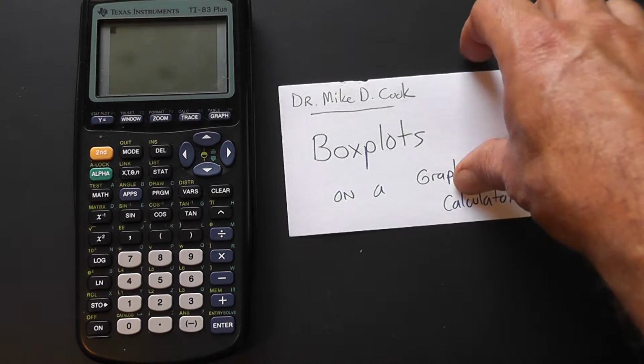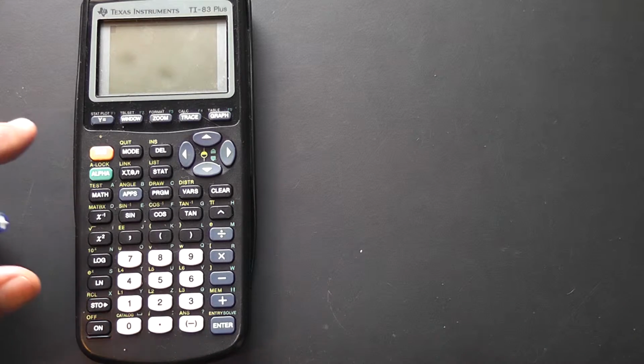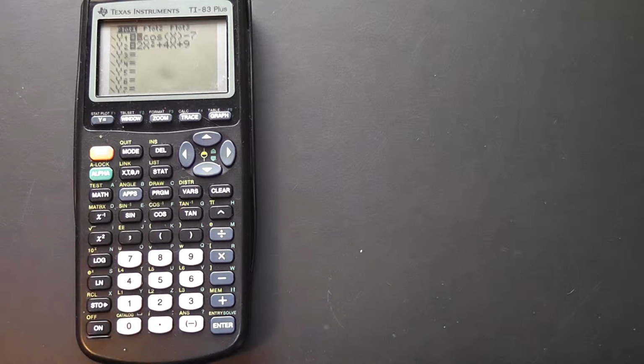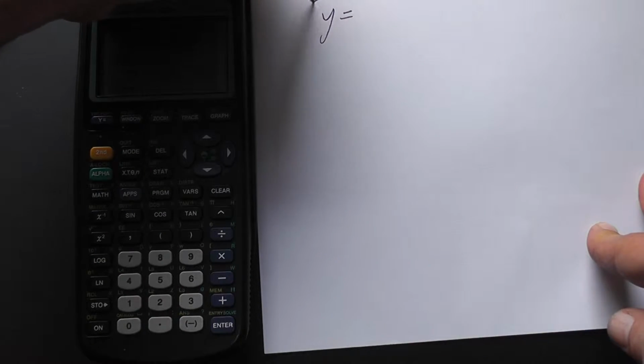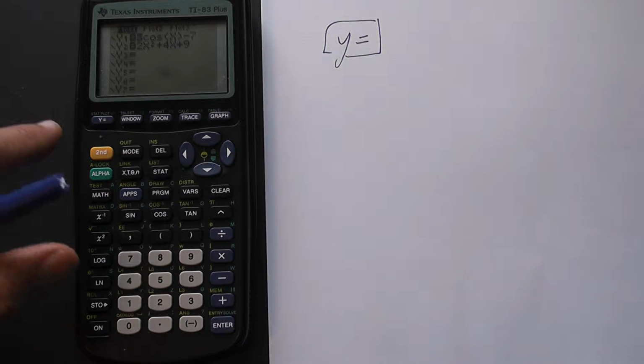The first thing you want to do, before you graph something, is to see whether or not everything is cleared. So I'm going to go to this Y equals right here. Now Y equals is for graphing equations, right? Whenever you see the Y equals, that's for graphing an equation. We're not graphing equations, so I'm just going to clear these.